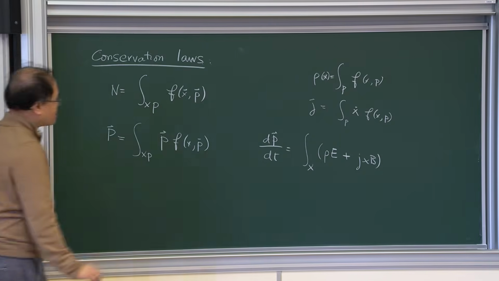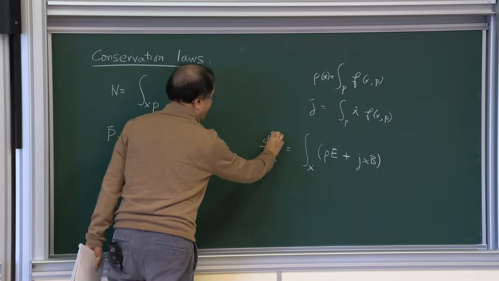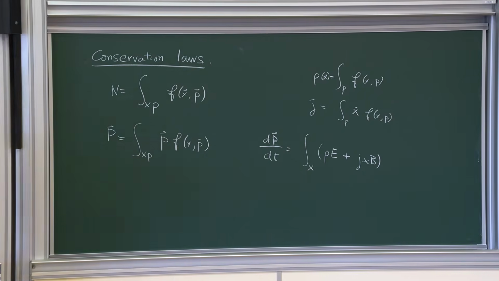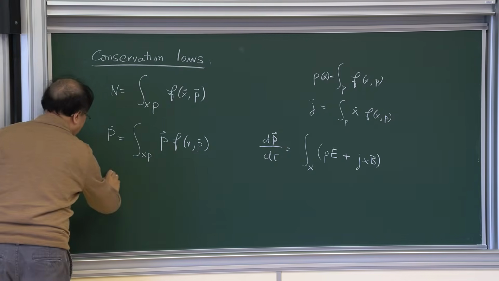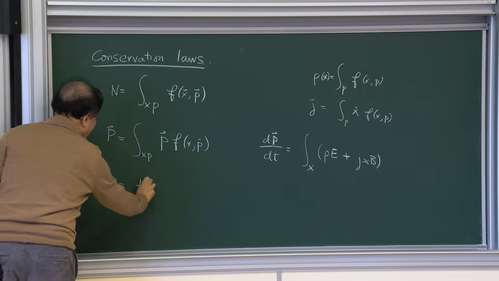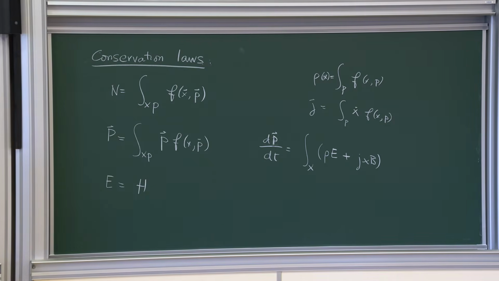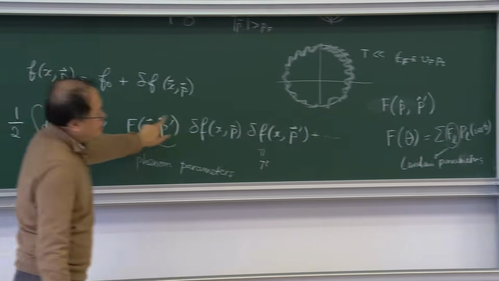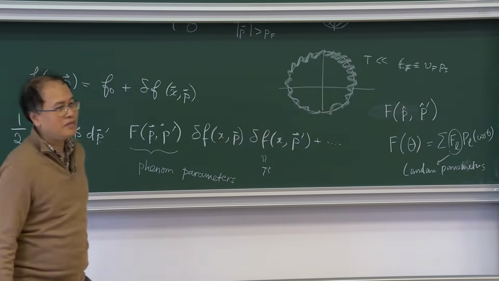Just as we would expect for any system coupled to an electromagnetic field, the total energy is conserved. But the total energy here is just the Hamiltonian, so I'm not going to rewrite this Hamiltonian again. The conservation of momentum is because of translation invariance of f. The translation invariance of f, that f doesn't depend on x, implies the conservation of momentum.